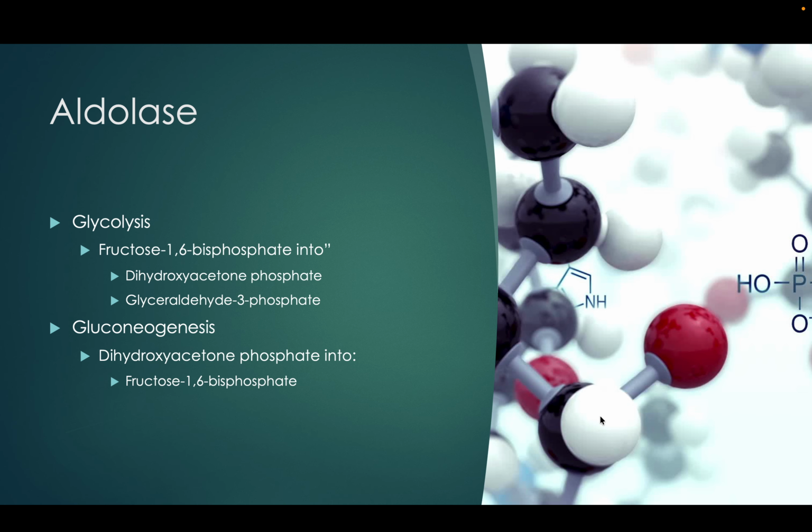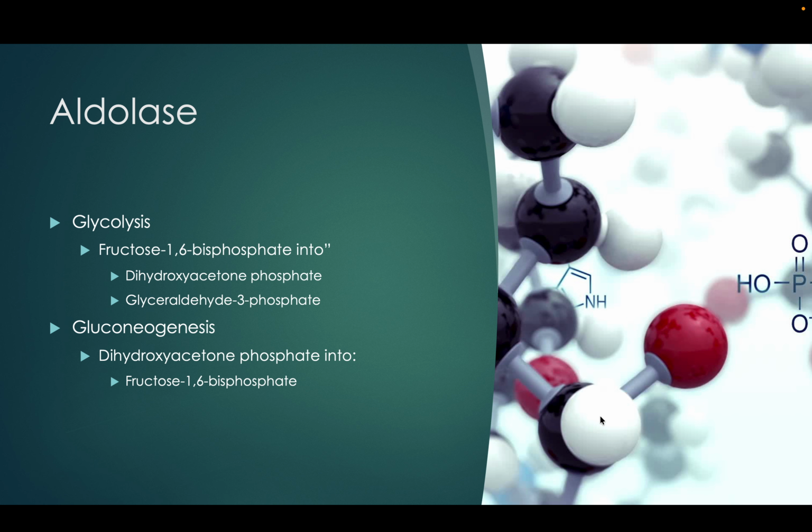Aldolase is an essential enzyme in the process of both glycolysis and glucogenesis. It is the enzyme that is responsible for the reversible conversion of fructose 1,6-bisphosphate into dihydroxyacetone phosphate and glyceraldehyde 3-phosphate during glycolysis. In glucogenesis, dihydroxyacetone phosphate is converted into fructose 1,6 bisphosphate.